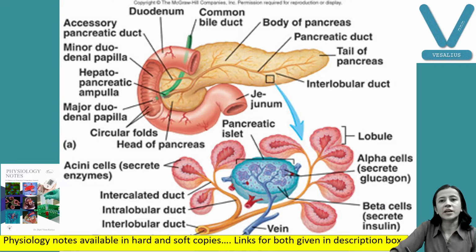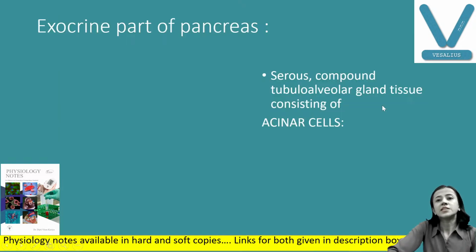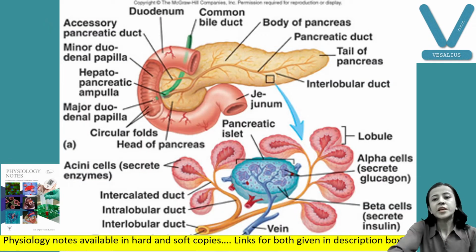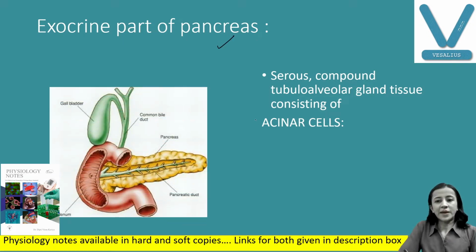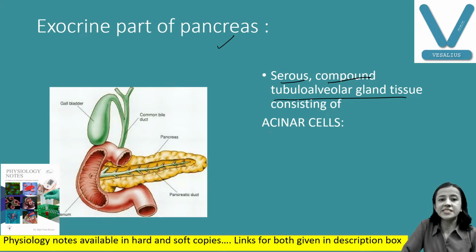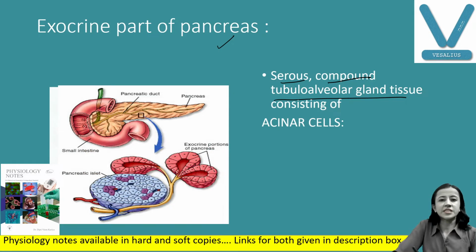This is the exocrine part, which consists of duct and alveoli. Because we are more concerned about the digestive function of the pancreas, here we will discuss the exocrine part of the pancreas. This exocrine part is a serous compound tubulo-alveolar gland, and the tissue consists of acinar cells and ductal cells. You can see this is the acini, and these are the ducts.